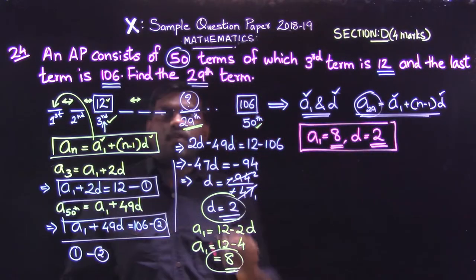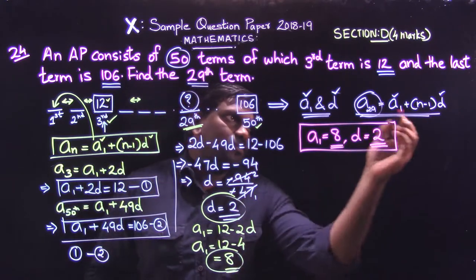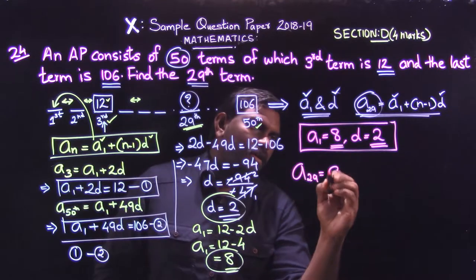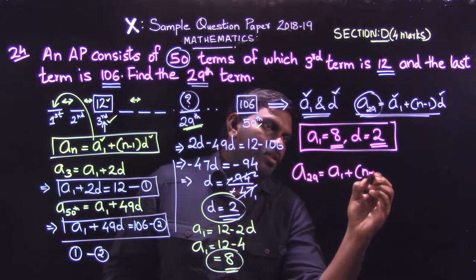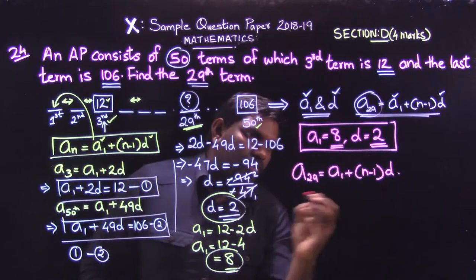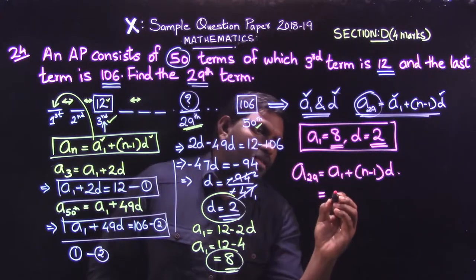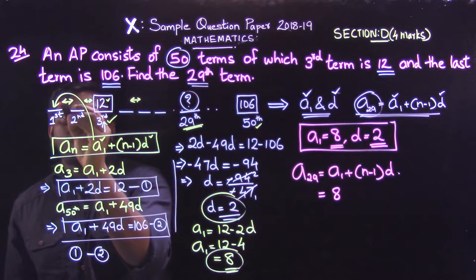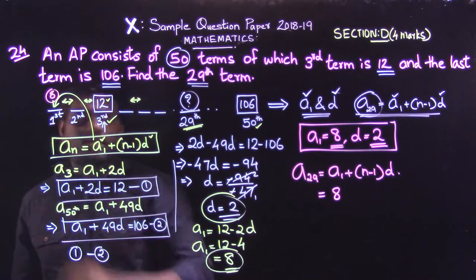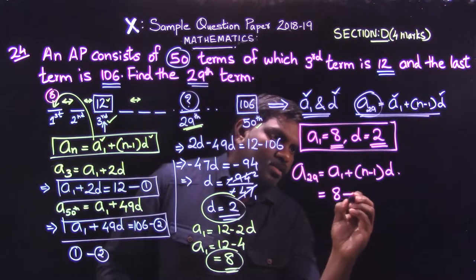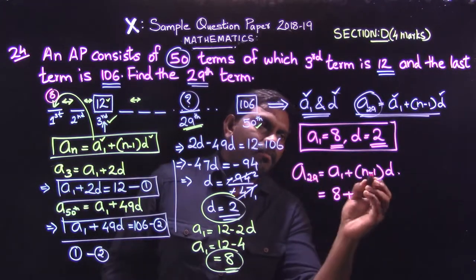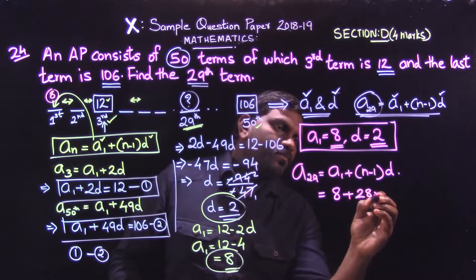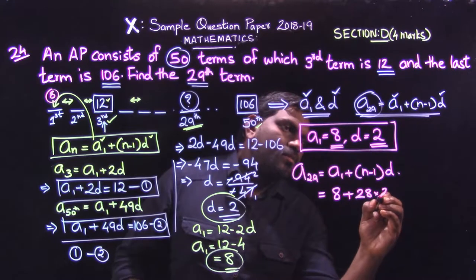What I'm supposed to find is the 29th term, as I wrote here. A29, as the formula goes, is A1 plus N minus 1 into D. A1 is now 8, that is the first term. So I have already found the first term, which is 8. Then 8 plus N minus 1, 29 minus 1 is 28, into D. What is the value of D? D is nothing but 2.